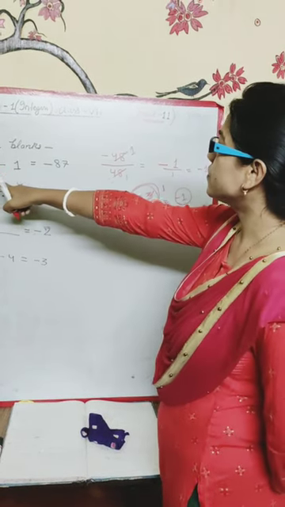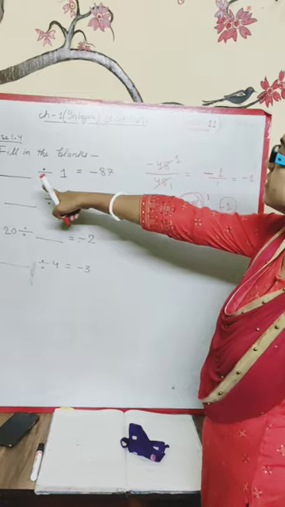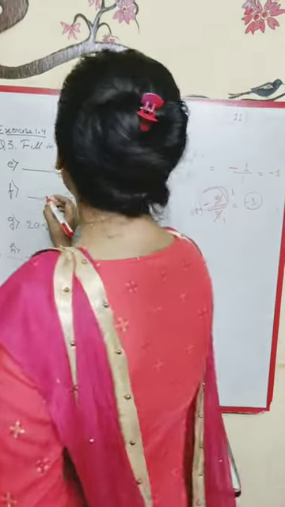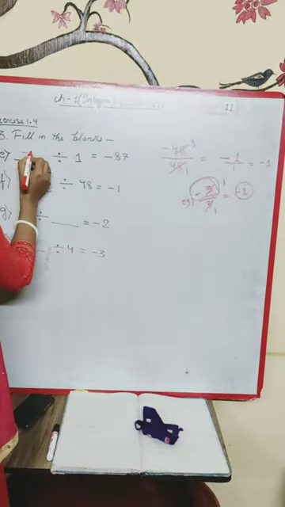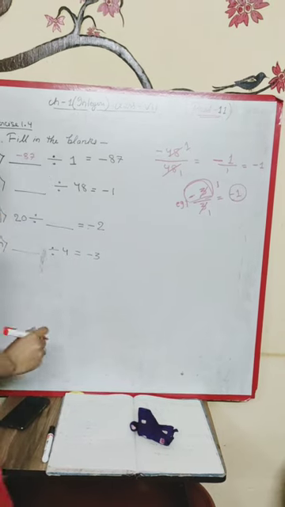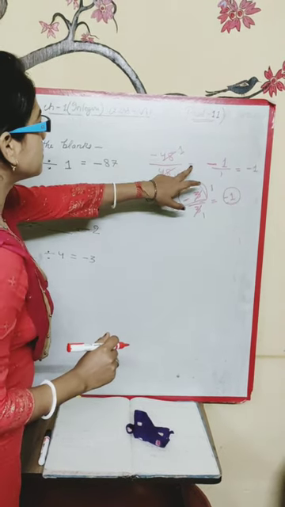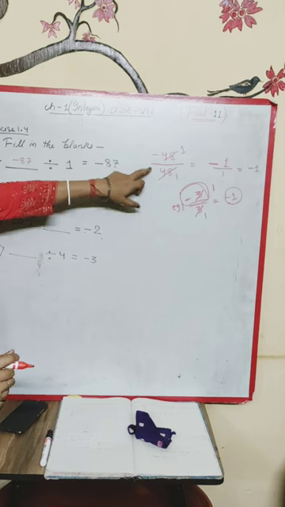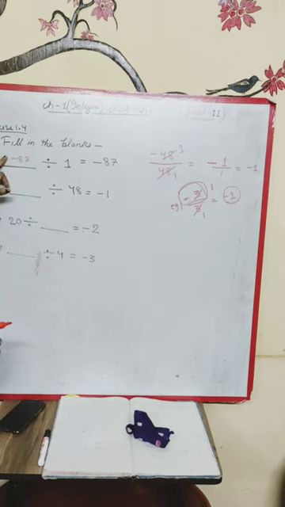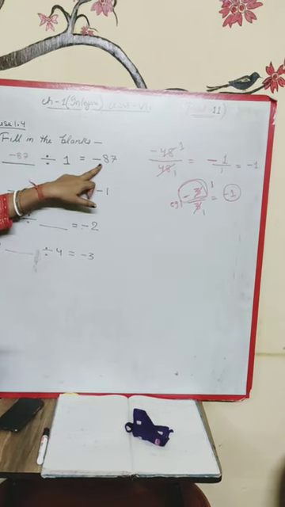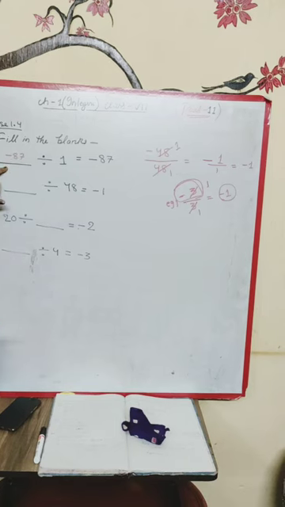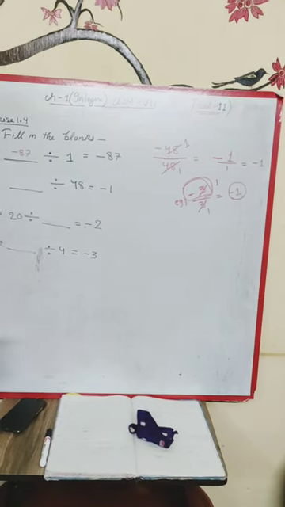So what answer will we fill here? Minus 87. Okay, minus 87. Understood? Similarly, you just see minus 48. We have written down minus 48 here. So here the answer is 87, so we have to write minus 87.